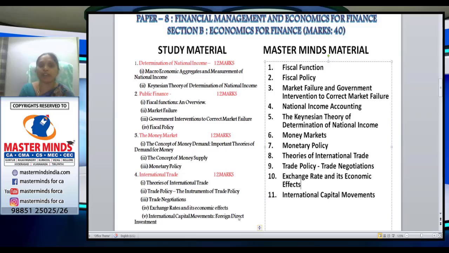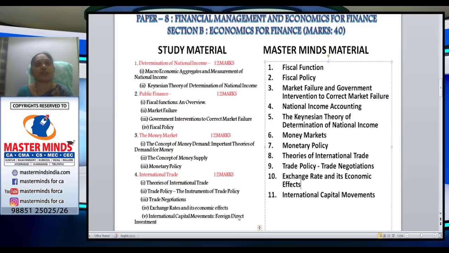The next one is trade policy, and the third one is trade negotiations. We clubbed these 2 chapters, trade policy and trade negotiations. That's why 1 unit has been reduced here. So the 9th chapter according to our masterminds material is trade policy and trade negotiations, which are the 2 units of the 4th chapter of the study material. And the last 2 we placed as usual, with no change of titles. The last but one, exchange rate and its economic effects, we placed the same. And the last one is international capital movements.